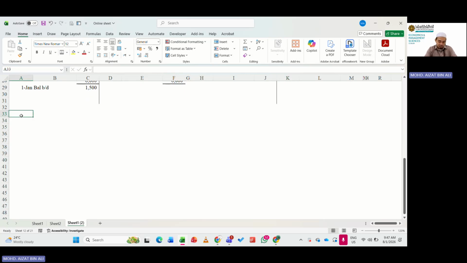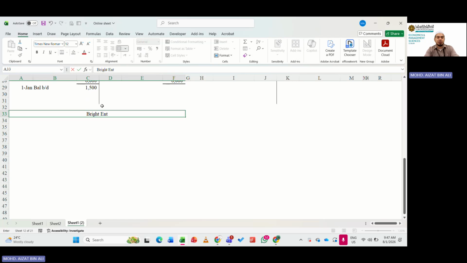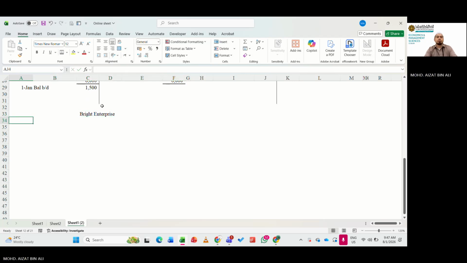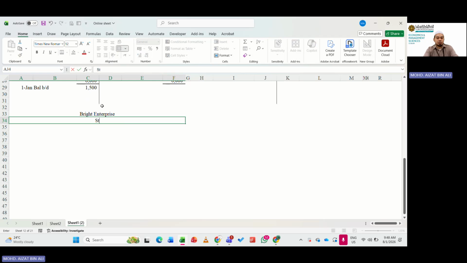Next is to record in the statement of profit or loss. Again, a very important reminder, never ever take the title for granted. This is supposed to be free marks for you. So firstly, Bright Enterprise. Statement of profit or loss, extract for the year ending December.